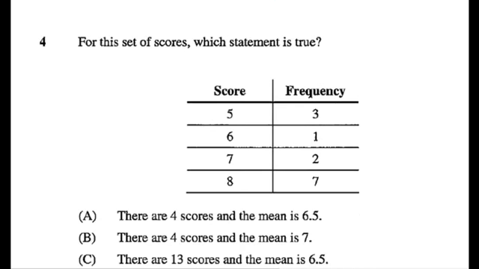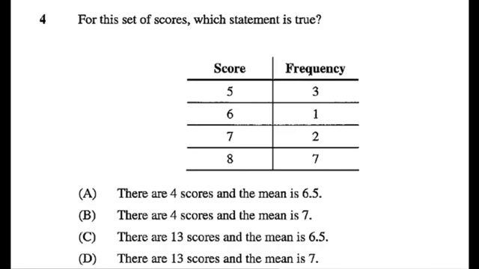Question 4. For this set of scores, which statement is true? So first of all, there's certainly not 4 scores. Alright, there's 4 different scores, but altogether our frequency tells us the number of scores. So you can straight away cancel out A and B. So 13 scores. You need to enter this into your calculator and find the mean. And what you should get for your answer is D, a mean of 7.